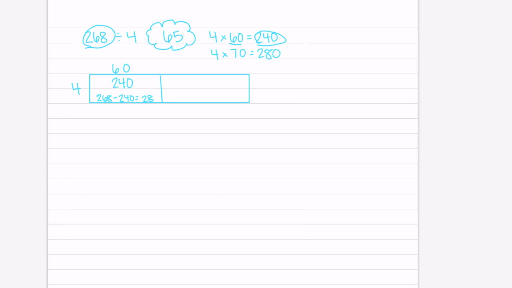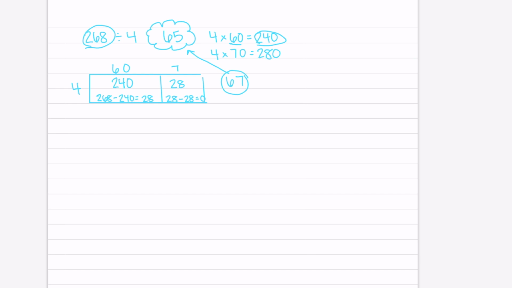I'm going to think, okay, I have 28 left. I want to subtract something from 28 to get to the final answer. So I know that 4 times 7 is 28, and 28 minus 28 is 0. So there's nothing left. I also know that I need to adjust my rectangle as that section is too large. So I'm going to come in and adjust that. So I know that my quotient is 67, which is reasonable to my estimate of 65.